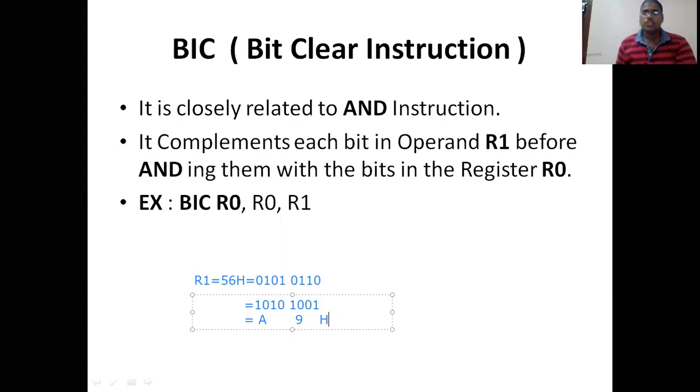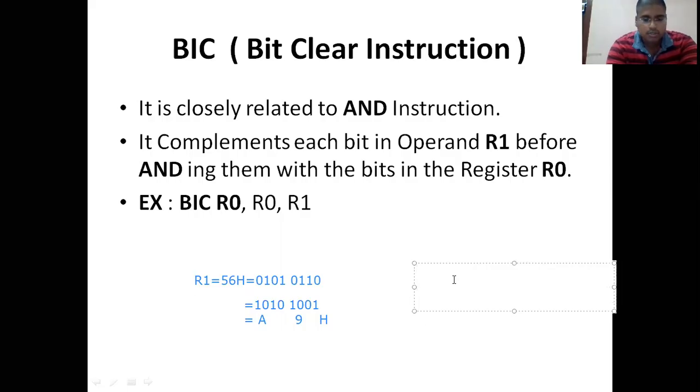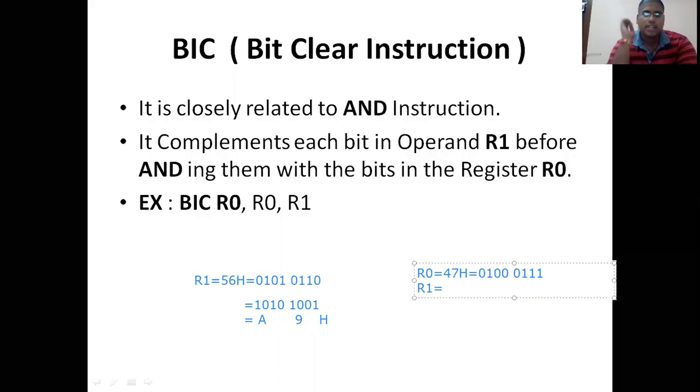Let us assume, I will write separately here, that R0 is equal to something like 47H. If you write it in binary form, 0100 is 4 and 0111 is 7. So what is the value that is present in R1? The updated value in R1 is A9H.